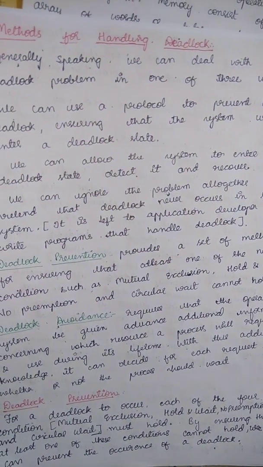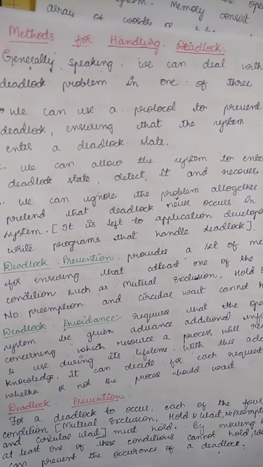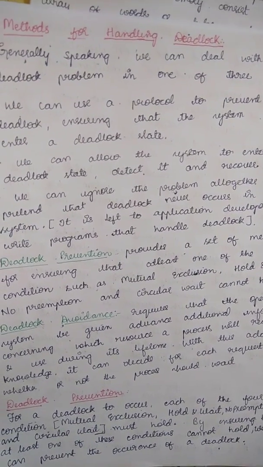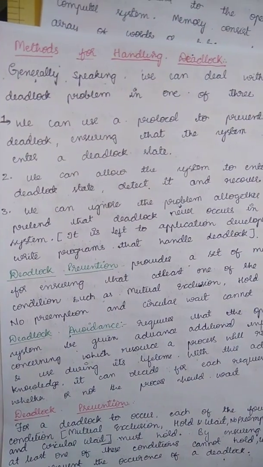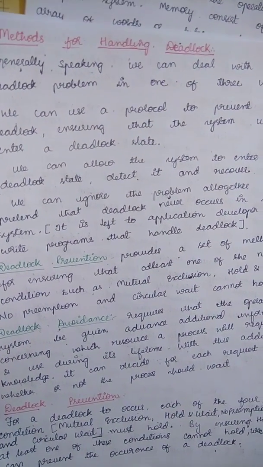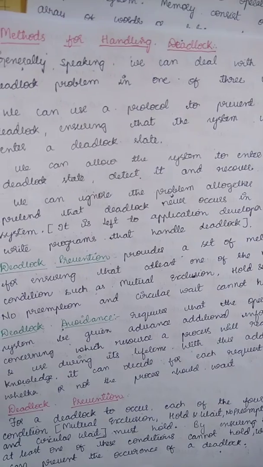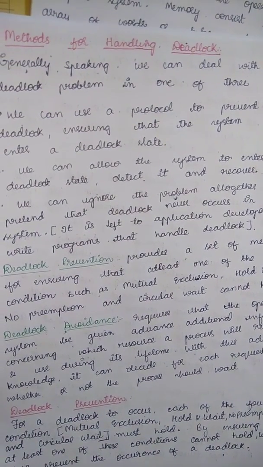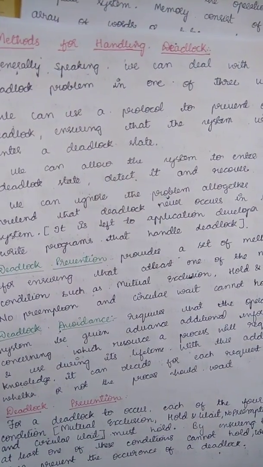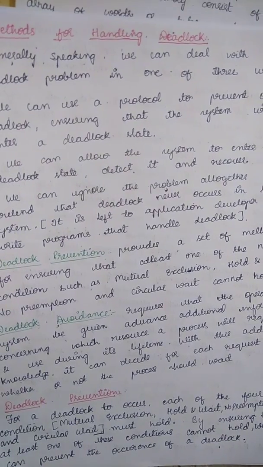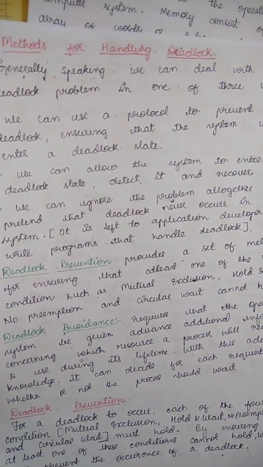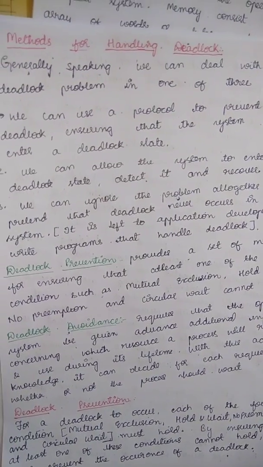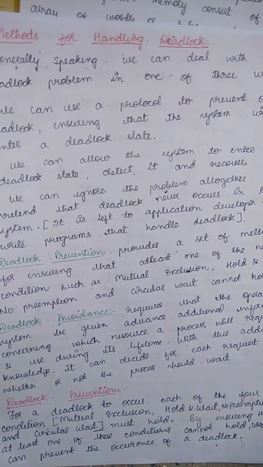Now we will be discussing how deadlock prevention can be done and how deadlock can be avoided. As we know, prevention is better than cure. We know how a deadlock occurs. There are four conditions which should hold simultaneously. One is called mutual exclusion. The other is called hold and wait. The third is no preemption, and the fourth is circular wait. If we have all these four conditions, then we can say that the deadlock has occurred, right?